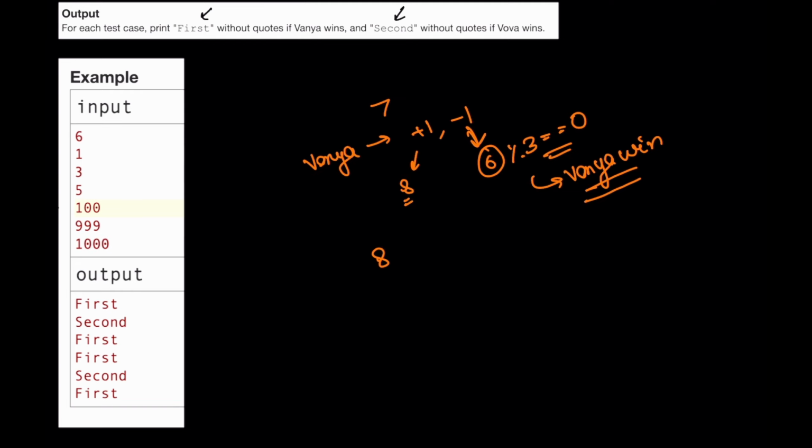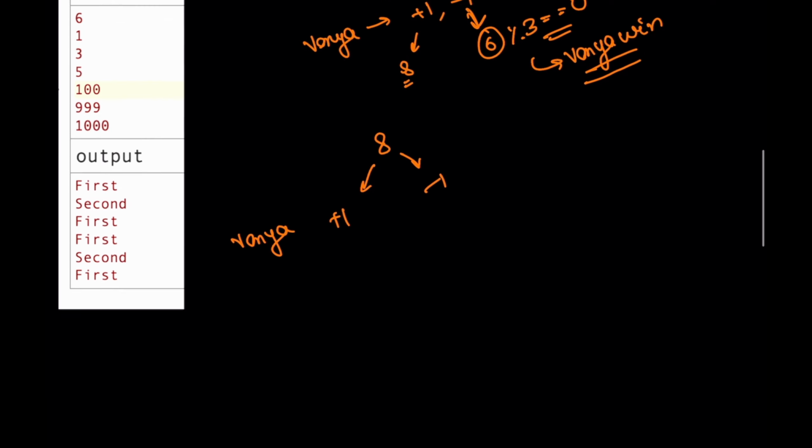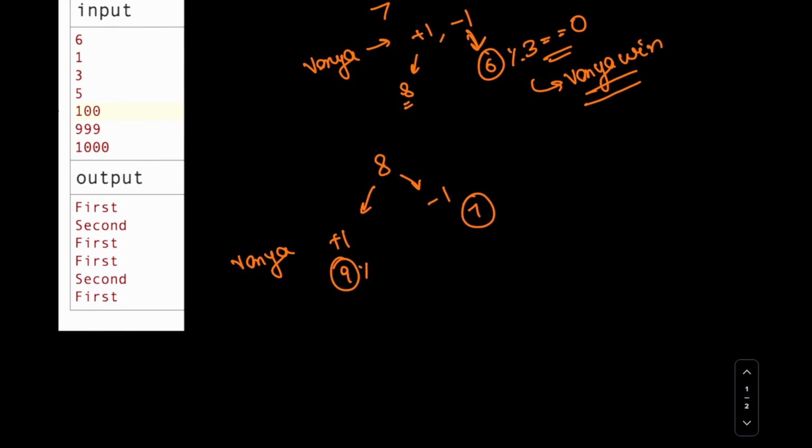Let's suppose we take 8. There are two options for Vanya, +1 and -1. If we subtract 1, we get 7, which is not divisible by 3. If we add 1, we get 9, which is divisible by 3. So here also Vanya wins.